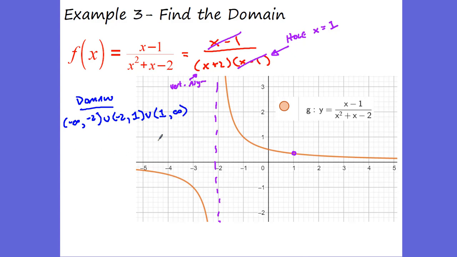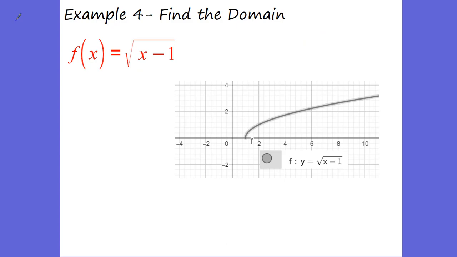So all real numbers except for x is equal to negative 2, x is equal to positive 1, and that's what this shows, is that is the domain of this function. The limitation is because it has a denominator. Let's take a look at this one.